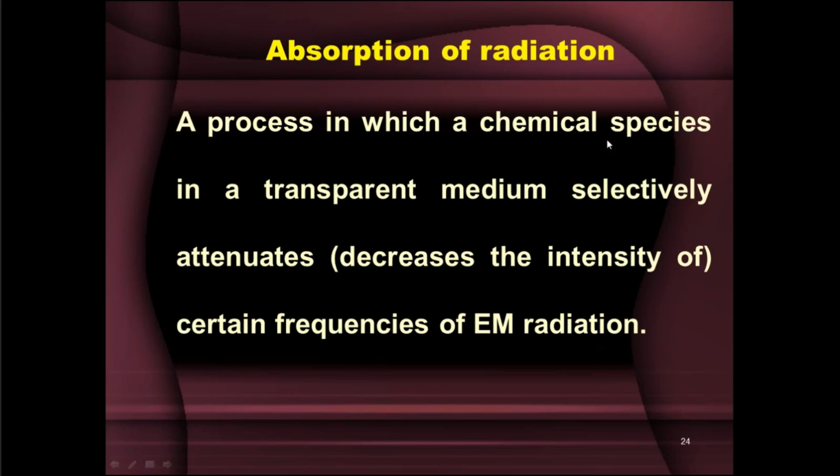So it's a process in which a chemical species is in a transparent medium. So your substance should be in a clear solution to measure the absorption. When light passes through a clear solution containing a substance capable of absorbing that light, then you will see a decrease in the intensity of the electromagnetic radiation coming out of the solution.